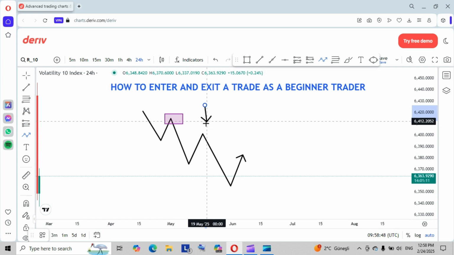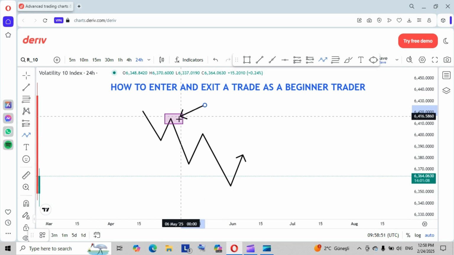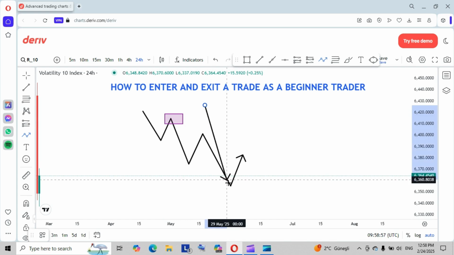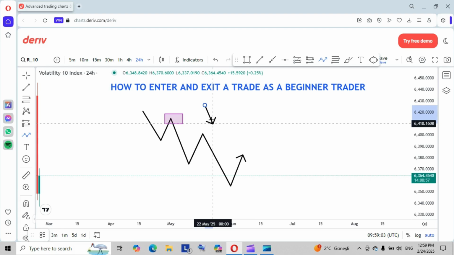You see, it fails to break our previous high. So you enter here for a sell trade again, and we have another break of structure. This is going to be another new low.